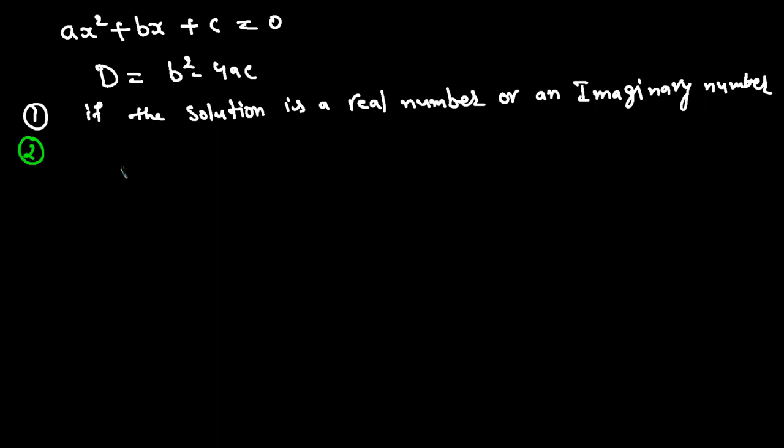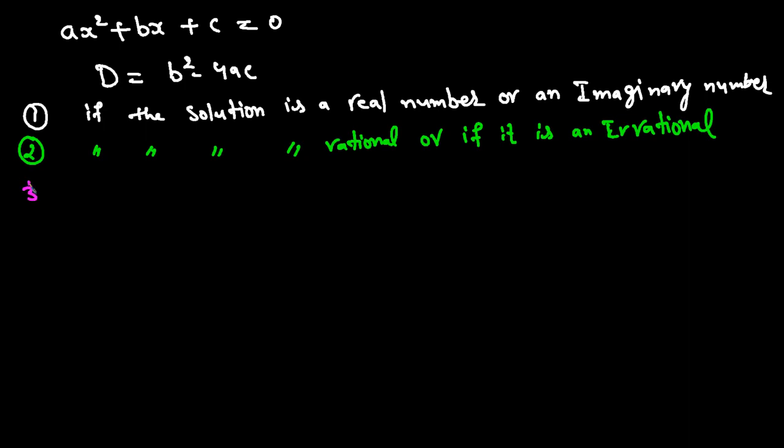Second thing, if the solution is rational, or if it is irrational. Okay. Third thing, if the solution is one unique number, or two different numbers.